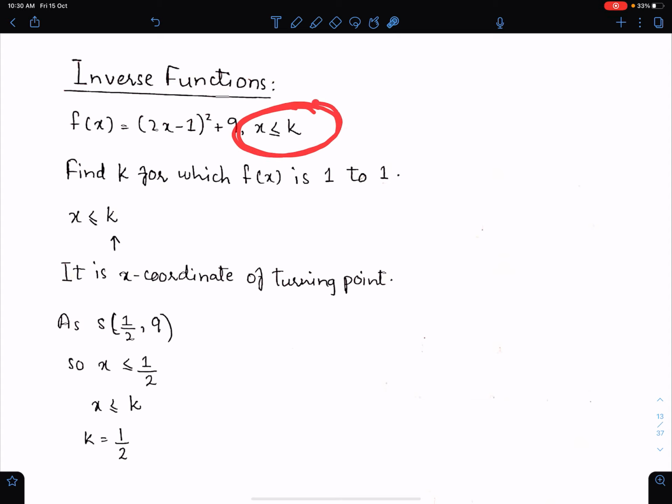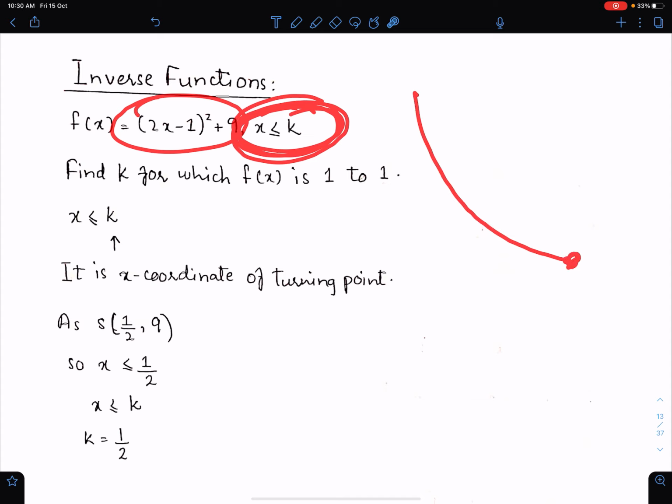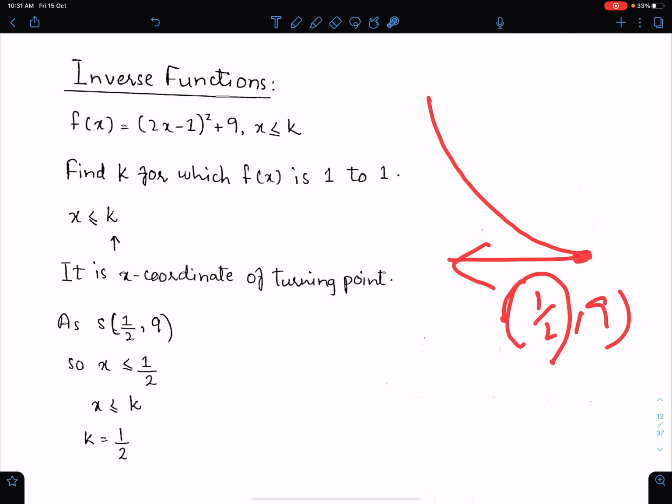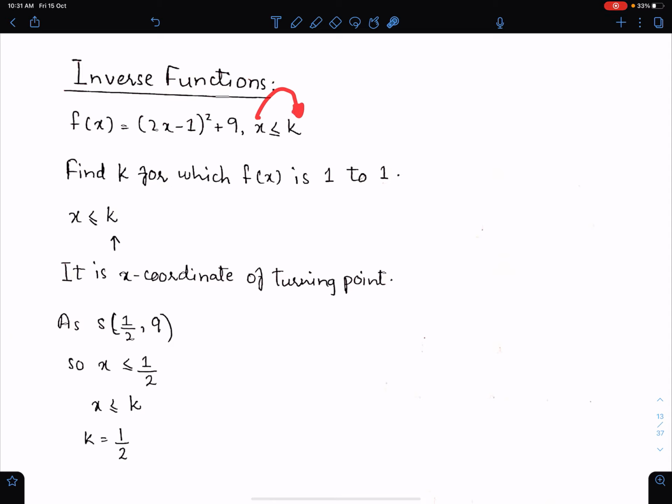If you make the rough sketch of this function with respect to this domain, you will get this curve. And the coordinates of turning point are half, 9. So your x is half. So this means domain of a 1-1 function always starts from x coordinate of turning point for these types of functions. So always state the x coordinate of turning point as the value of k.